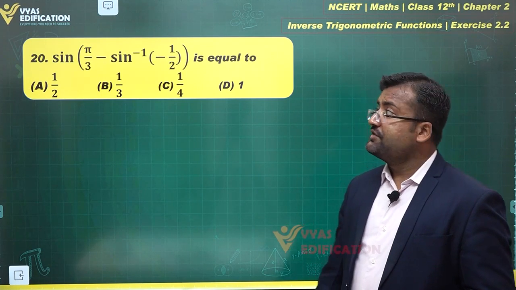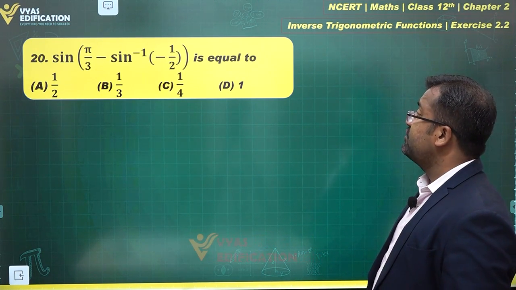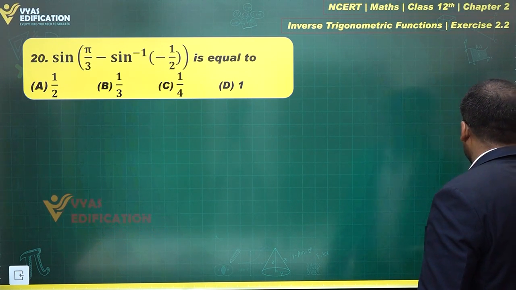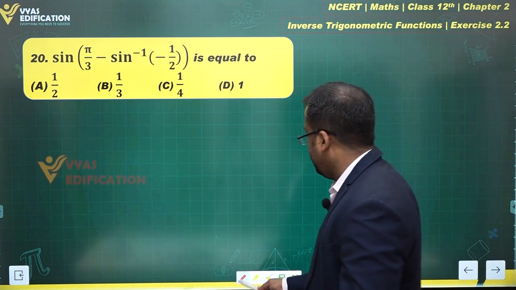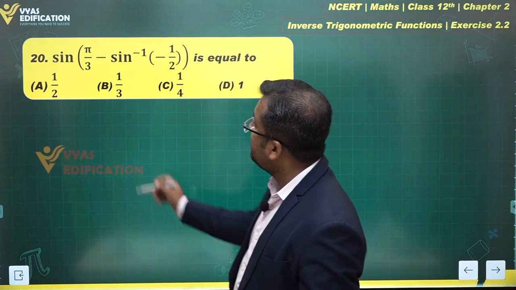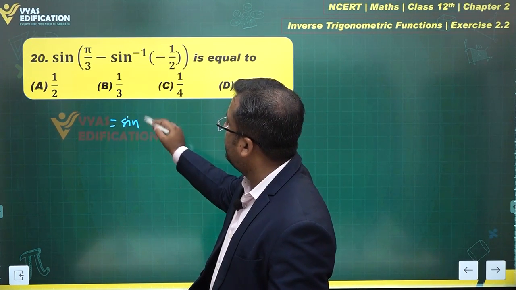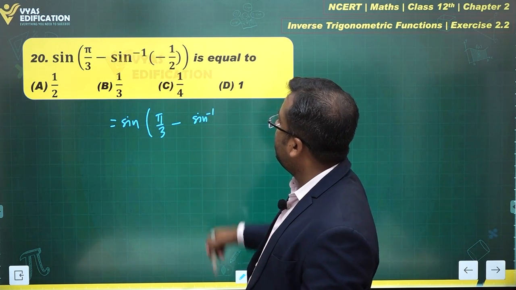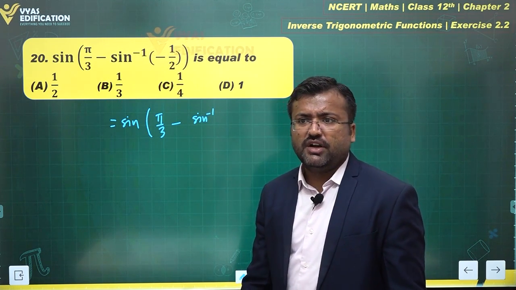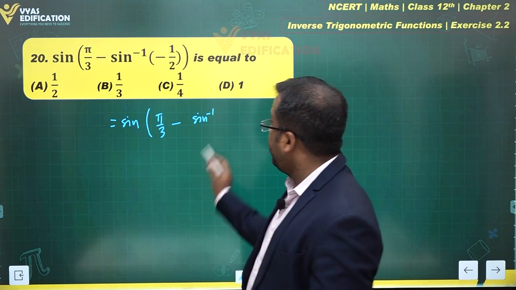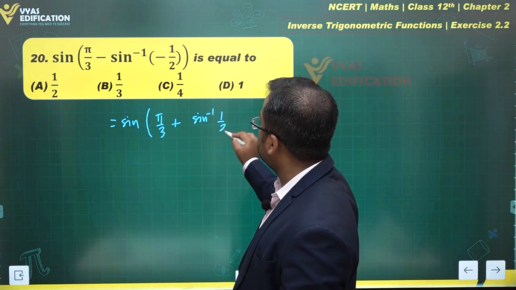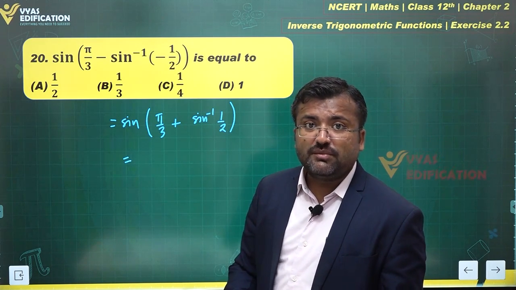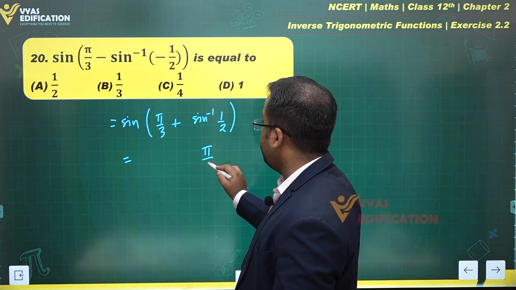Try and solve this one next. Sine of pi by 3 minus sine inverse of minus 1 by 2. Okay, so let's begin with this and solve it stepwise. What happens to this minus 1 by 2? Sine inverse of minus 1 by 2, I can take a minus common, this becomes a plus sine inverse of 1 by 2. And sine inverse of 1 by 2 is simply pi by 6.